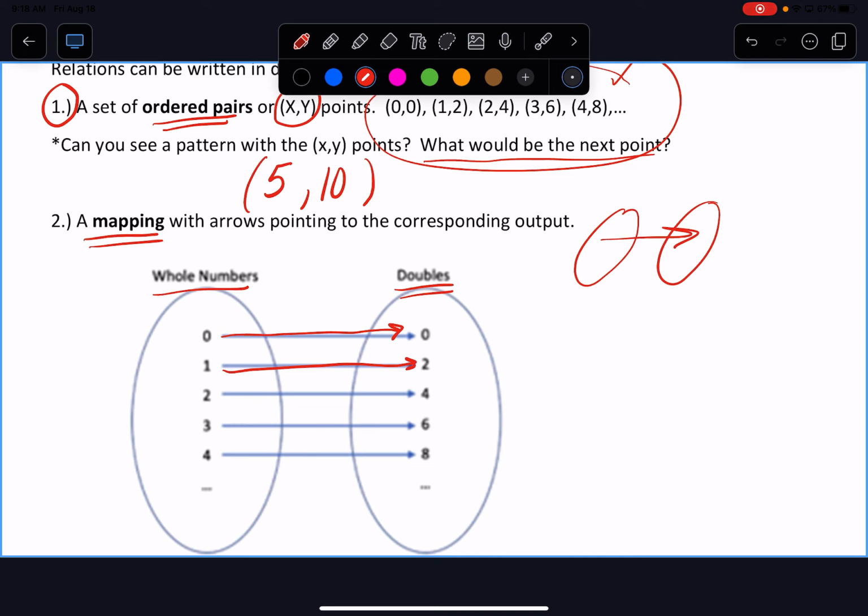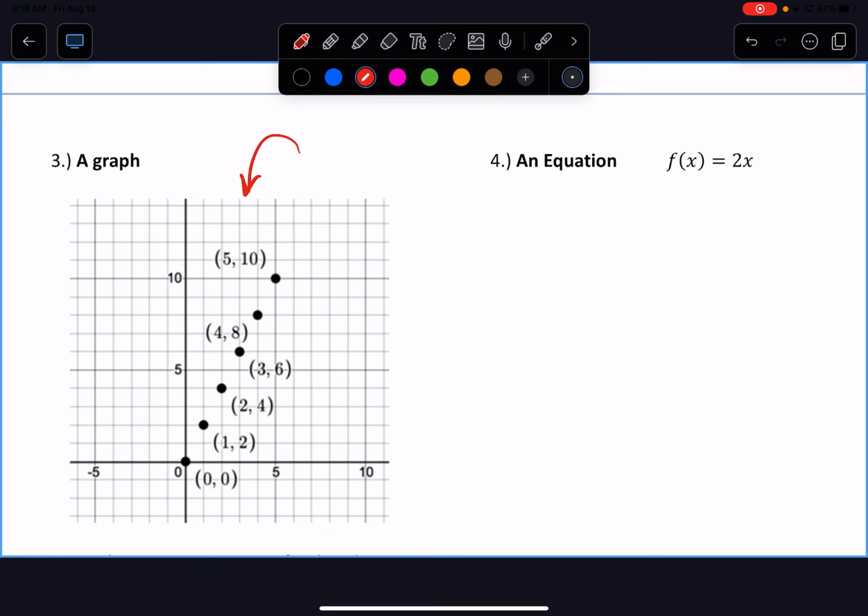All right, awesome. Another way we can see a relation is a graph. We can take our x, y points and put them on a graph if we want. We all know how to plot points. We start at 0, 0, and then we go over and up depending on where we need to be. We could also write an equation if we're asked to.